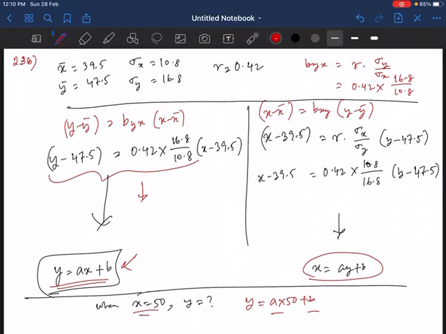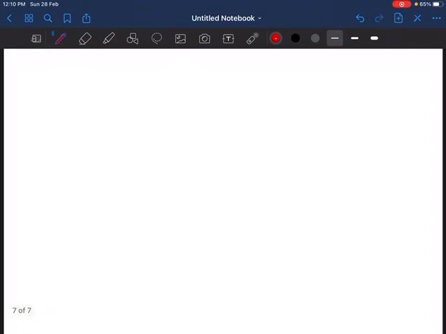Okay, now question number 29. In a partially destroyed record, the following data are available. Variance of x is 25. So sigma square x is 25. So from here sigma x is equal to 5.